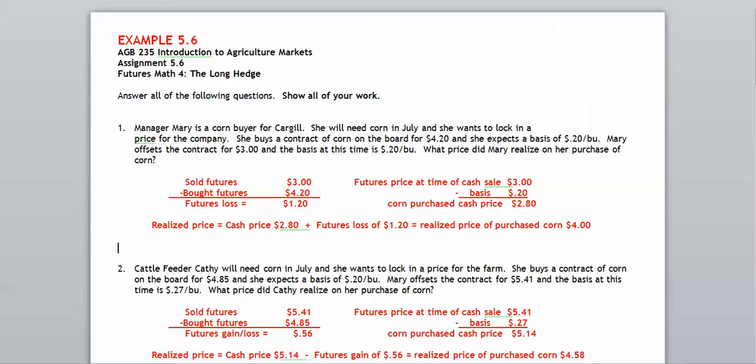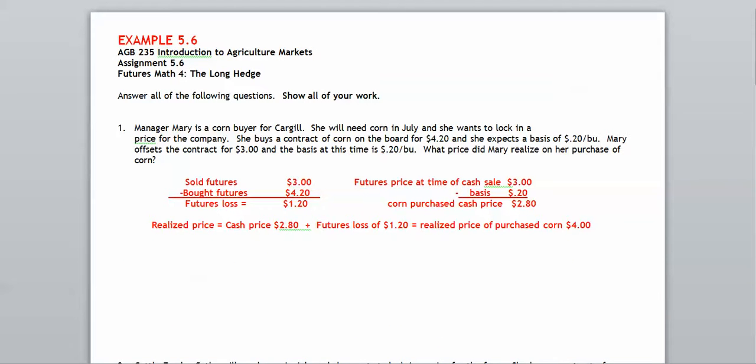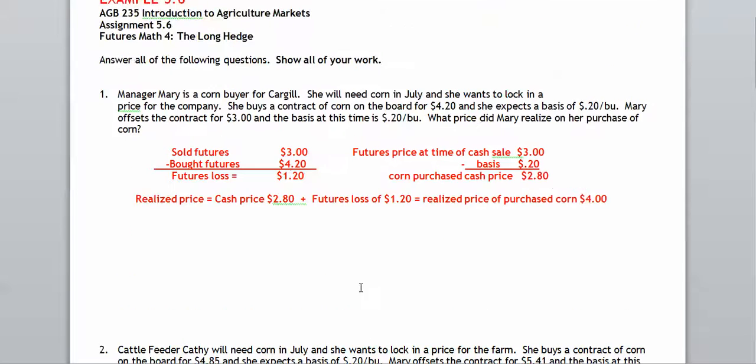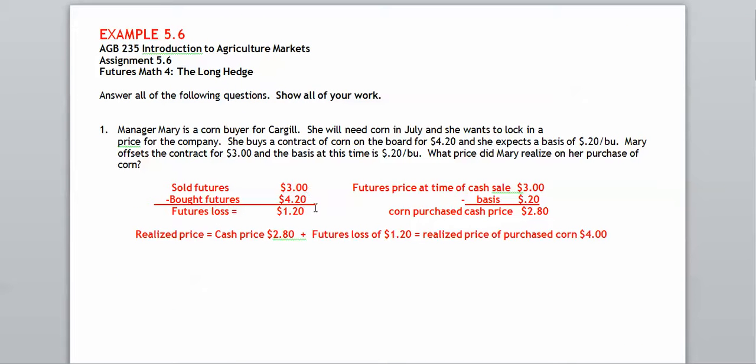What price did she realize on her purchase of corn? Okay, well, Mary originally had bought futures at $4.20. She was afraid of corn going up. Well, in reality what happened to her is corn actually went down. She bought for 4.20, she then later sells for $3.